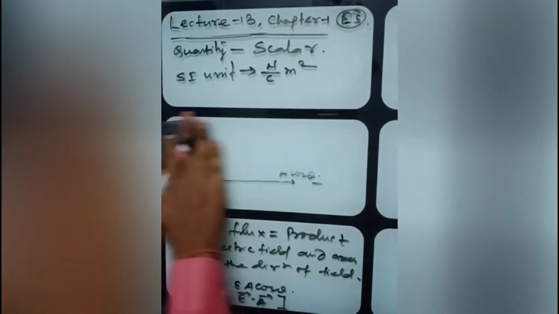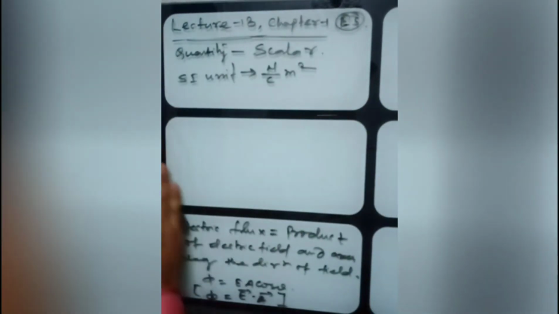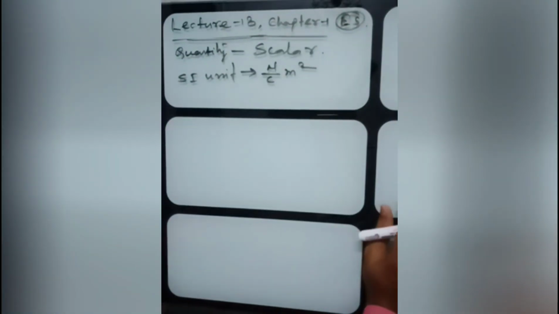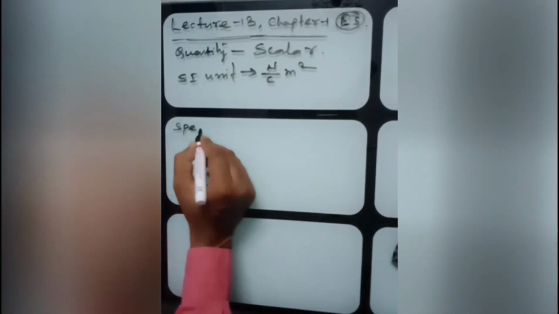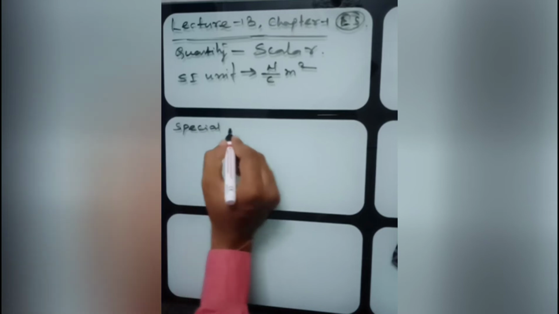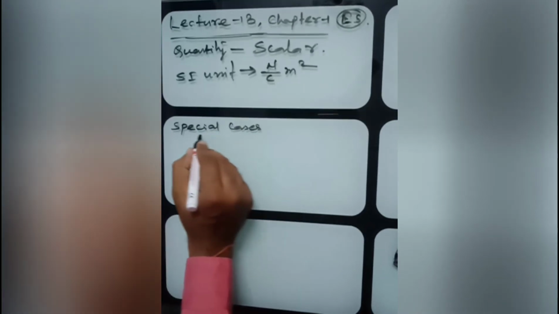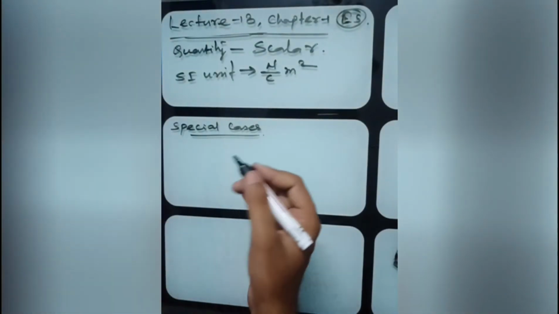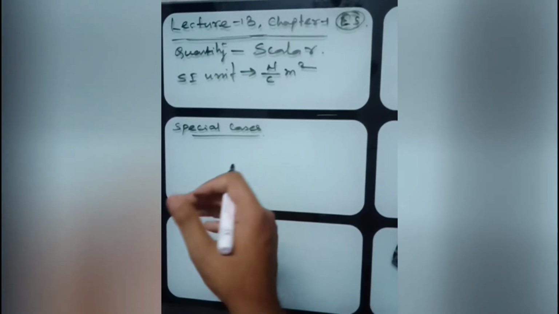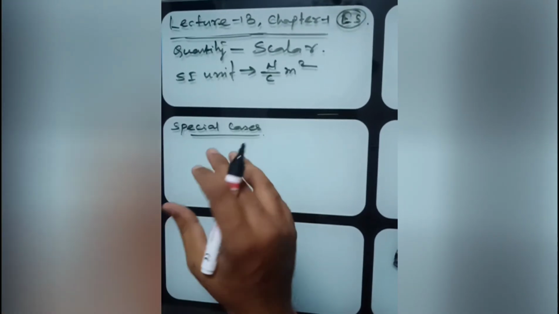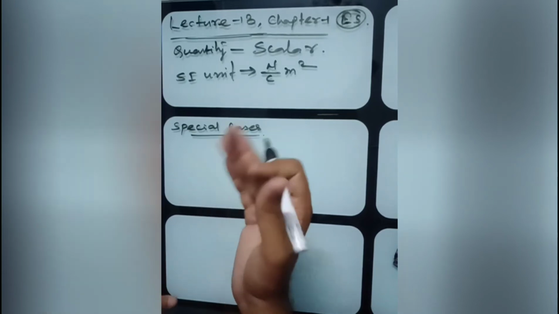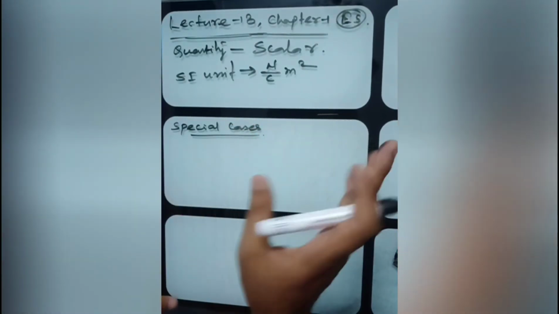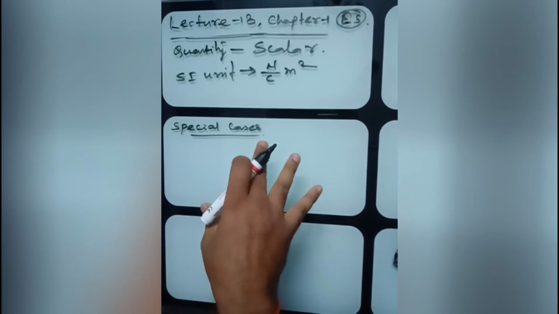Okay. Now we are going to generalize the electric flux for its maximum value and minimum value. This will be the special case. I hope that you are in a position to give the answer, whether the flux is maximum, whether the flux is 0, and whatever it may be. So you can write the flux.